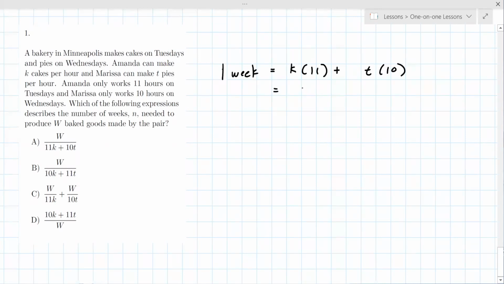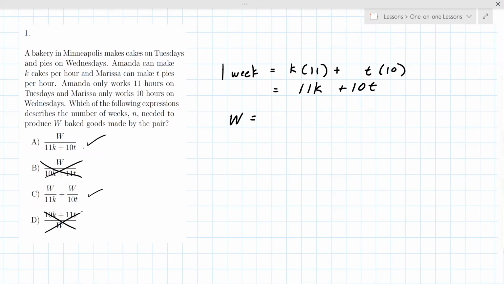So if you've done this correctly, you'll see that in 1 week they can make 11K plus 10T baked goods. I did that. And then the total is W. So that's where I got a little stuck. Yeah, and that's where this one, a lot of these have 11K plus 10T. That one looks okay. This has got 11K and 10T. That one looks okay. This 10K plus 11T, no. No, and it's kind of the same thing down here. That doesn't help you though. I mean, that gets you down to a guess, which, I mean, okay.